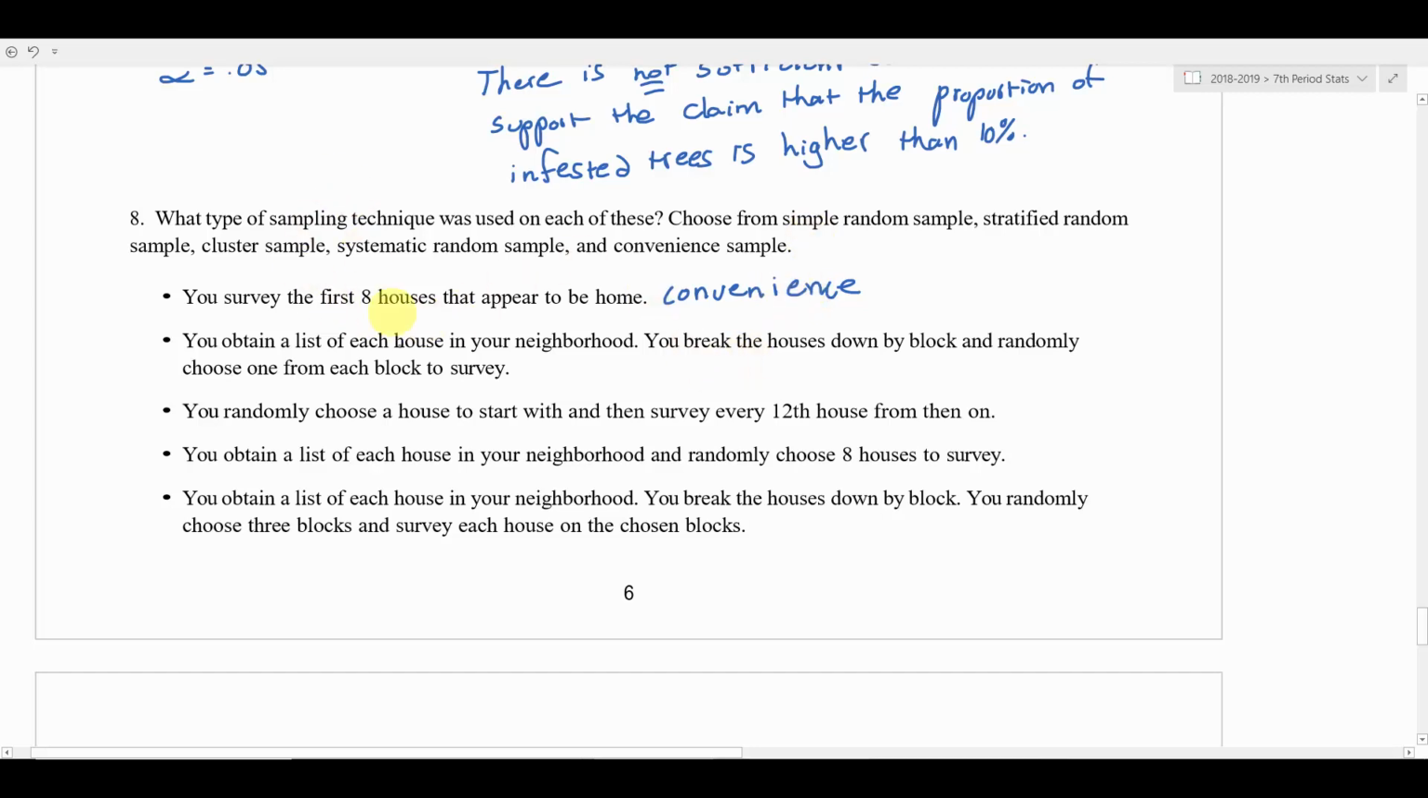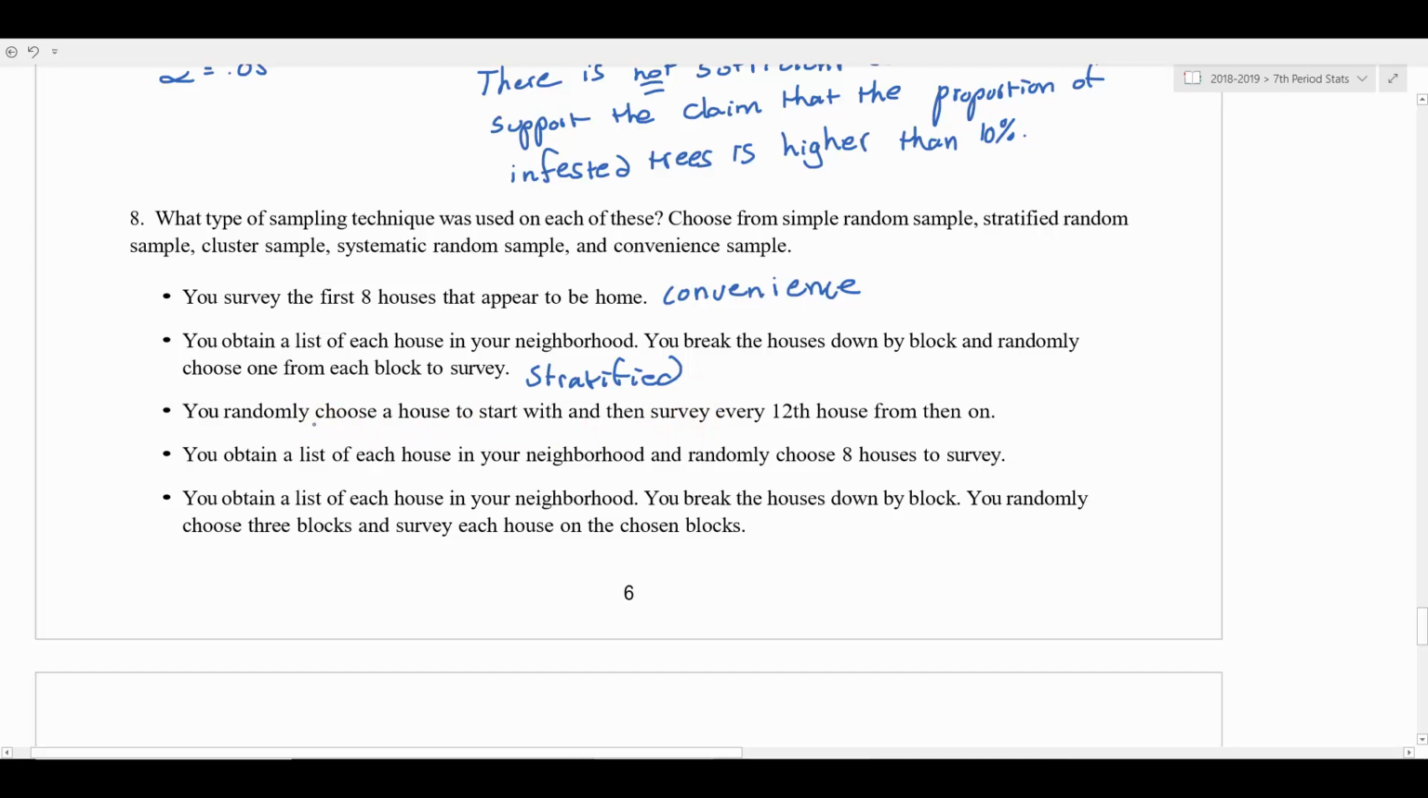All right. The second one, it says you obtain a list of each house in your neighborhood. You break down the houses by block and randomly choose one house from each block to survey. So this is stratified. Okay. So we broke the houses into things called strata. And so each block in the neighborhood became a strata, and then we proportionately chose from each of the strata.